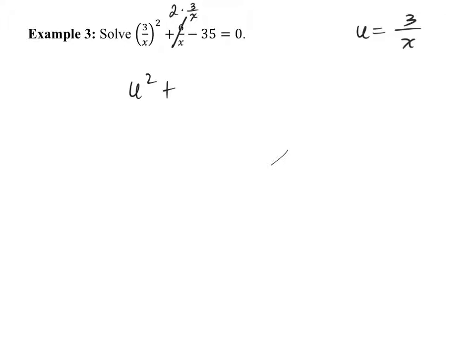See what I'm doing? Look, what's 2 times 3 over x? That's just 6 over x. So the 2 carries down as a coefficient, and 3 over x becomes a u again there. Minus 35 equals 0. Very good, George.